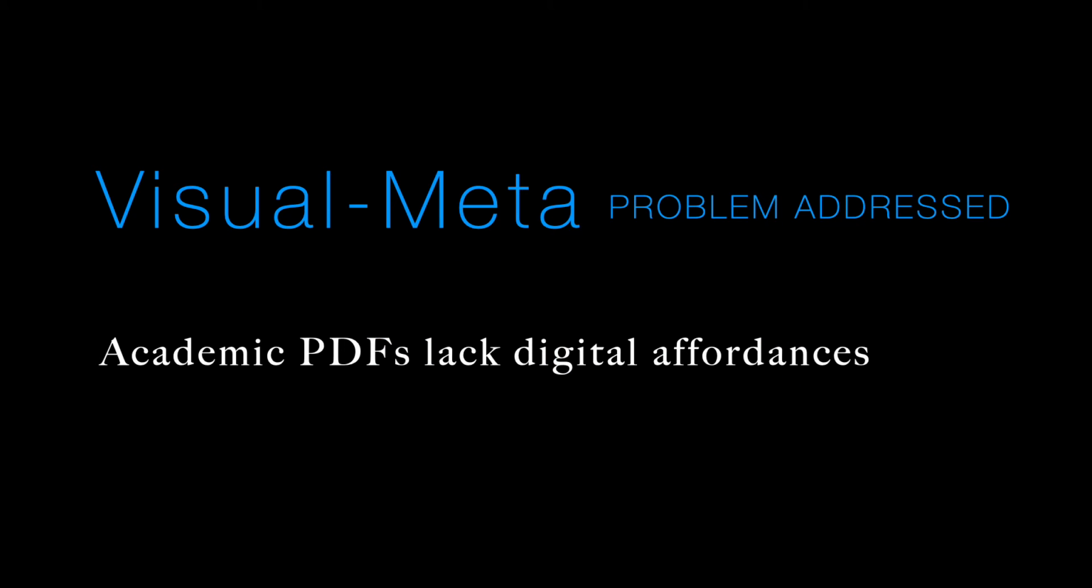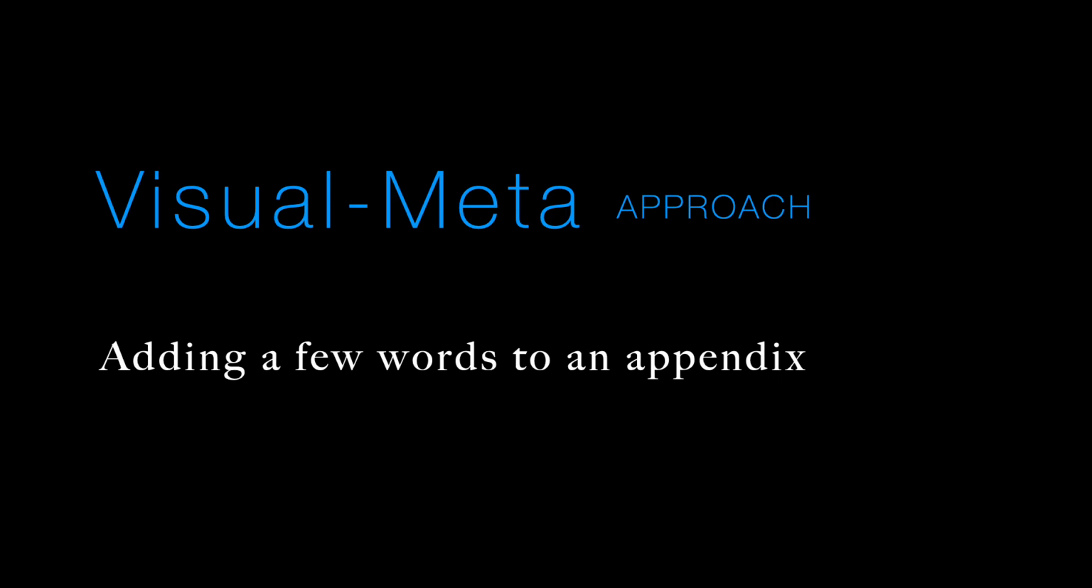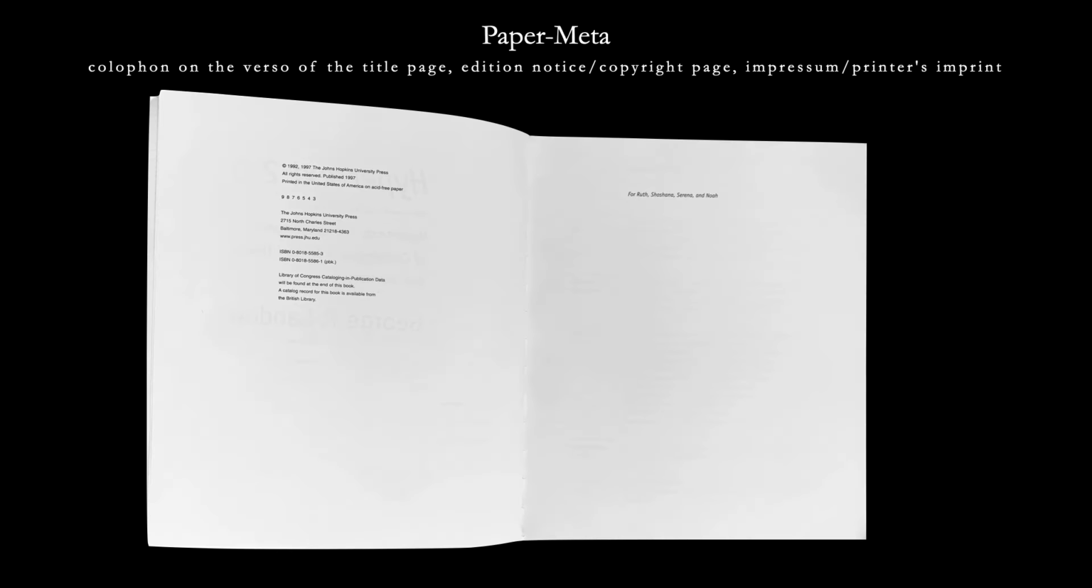Visual Meta's problem that we are addressing is academic PDFs lack digital affordances. Our aim is to give academic PDFs metadata to enable rich interaction, views, and robust citing. Our approach is simple, adding a few words to an appendix.